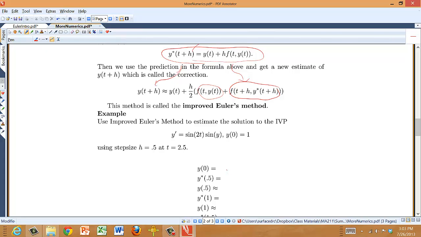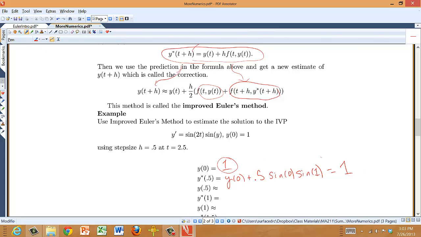So the first thing I do, I know y at time 0. That's 1. The next thing I do is I make an approximation to y at time 0.5 using Euler's method. So this should be y at time 0 plus 0.5 times y prime at time 0, which is sine of 0 times sine of 1, right? I had to plug in 0 and 1 into the right-hand side of my ODE up here. And if you do this, you get 1, because sine of 0 is 0.